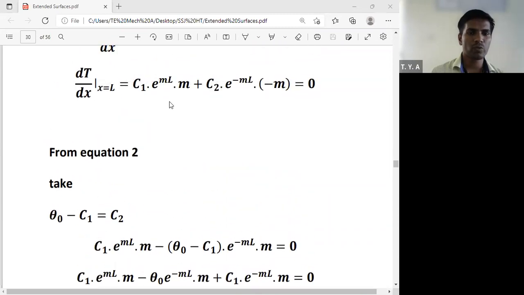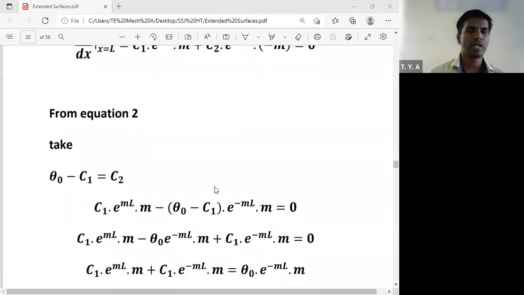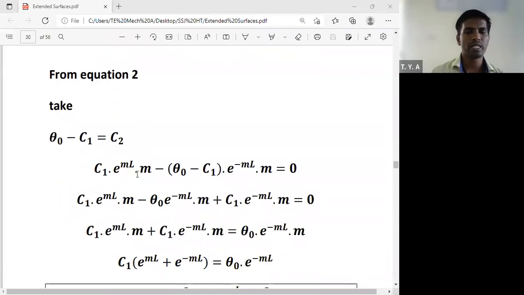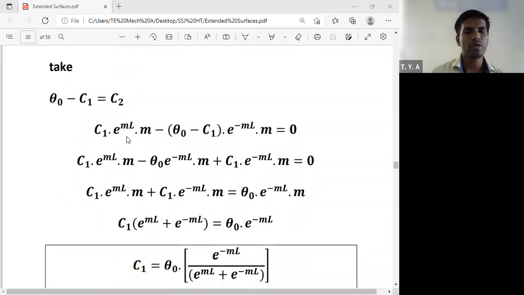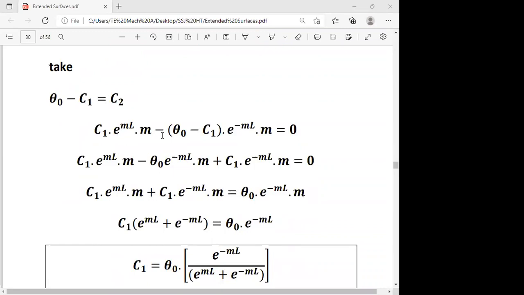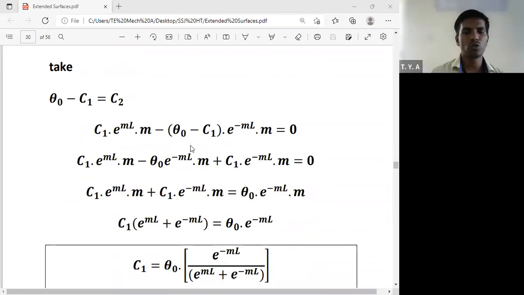In the equation we got, instead of C2, we have to put the value theta 0 minus C1. By putting the value, we get the equation C1 e raised to mL into m minus C2 is there. So instead of C2, we put theta 0 minus C1, multiplied by e raised to minus mL into m, is equal to 0. Now we have to simplify this equation.